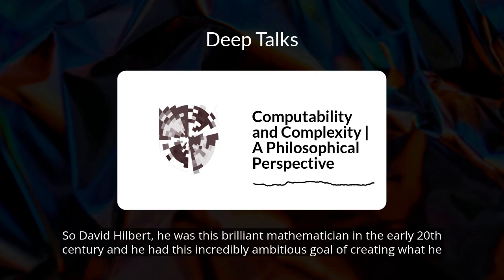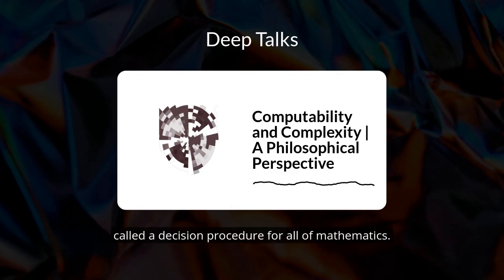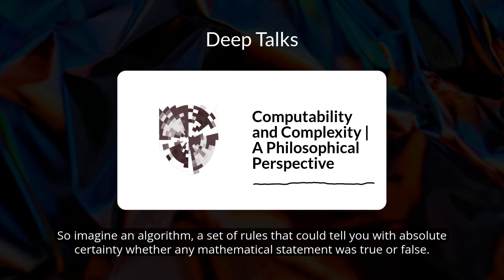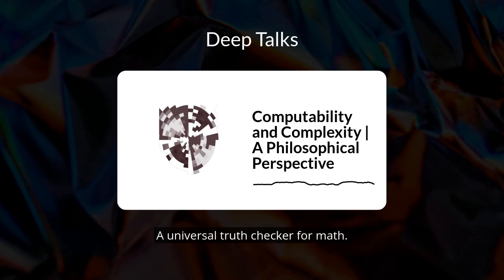So David Hilbert was this brilliant mathematician in the early 20th century, and he had this incredibly ambitious goal of creating what he called a decision procedure for all of mathematics. So imagine an algorithm, a set of rules, that could tell you with absolute certainty whether any mathematical statement was true or false. A universal truth checker for math. Exactly. That was Hilbert's dream.